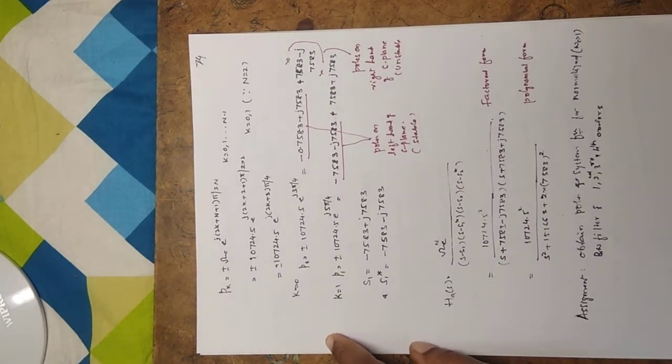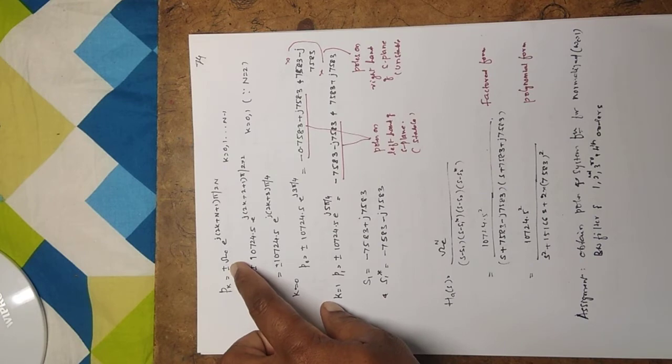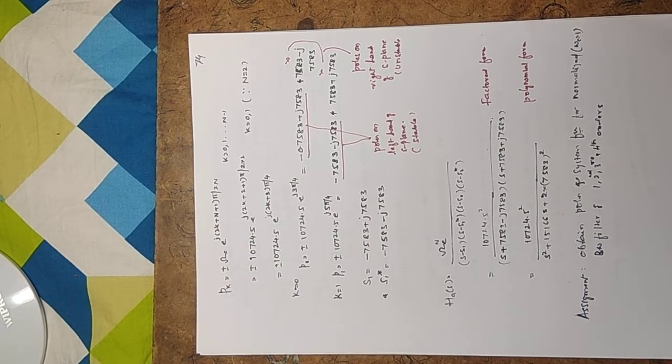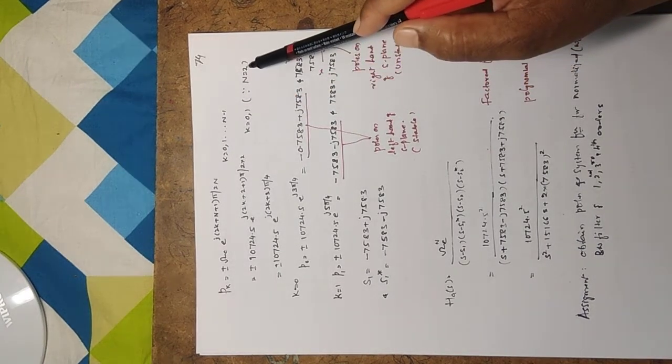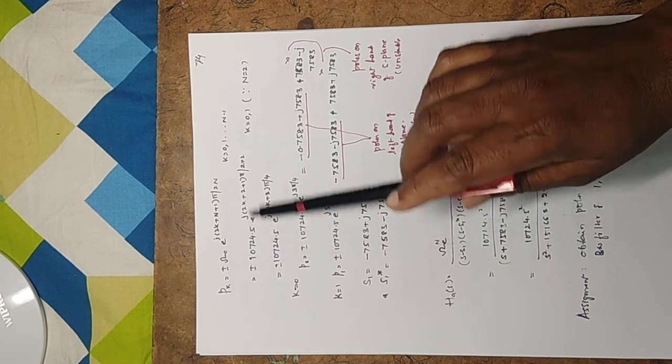Next we will find the poles of the Butterworth, that is pk. The standard equation is plus or minus omega c e to the power of j (k plus n plus 1) into pi by 2n. K ranges from 0 to n minus 1. N you have calculated as 2, so k ranges over 0 and 1. So I'll simplify that one.